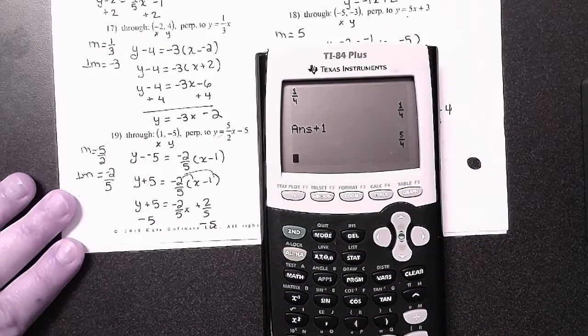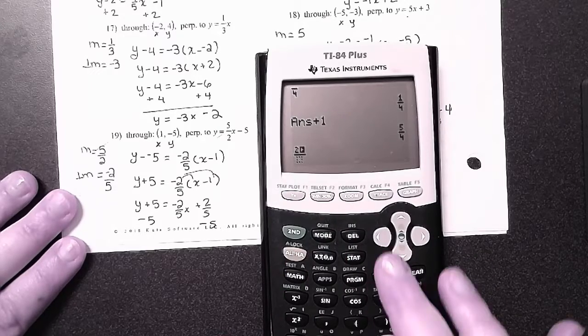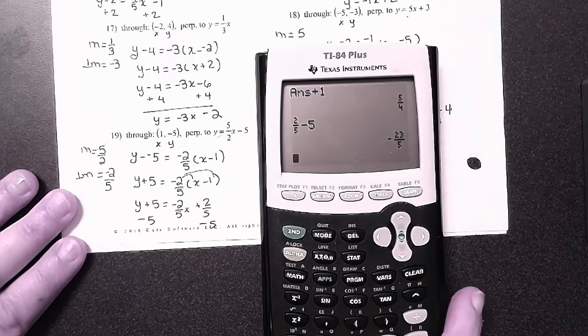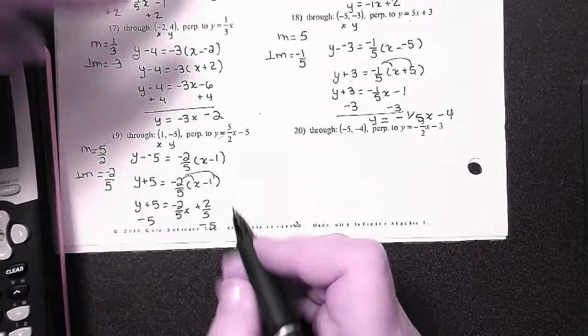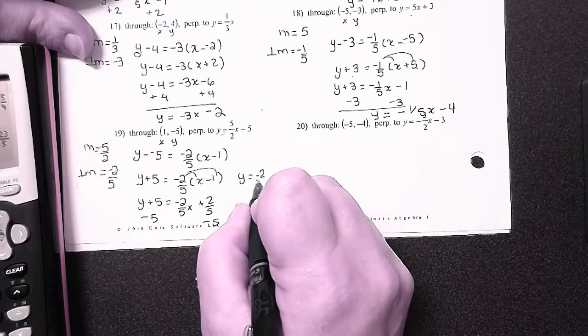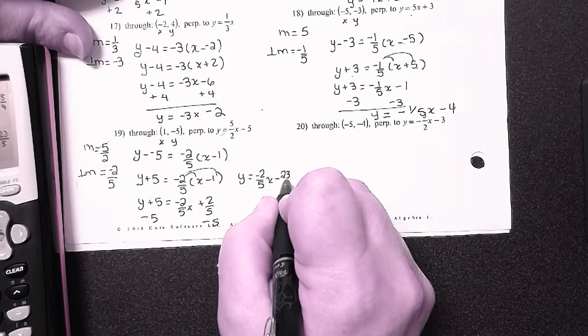You've got 2/5, and I'm going to subtract 5, and I get -23/5, because 5 is equal to 25. So it's now y is equal to -2/5 x minus 23/5.